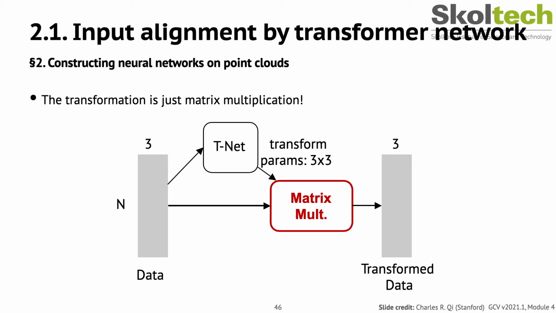However, what is different is that for point cloud, a geometric transformation is just matrix multiplication. Therefore, it is very simple and efficient. Compared to image or volume, there is no need for bilinear or trilinear sampling.